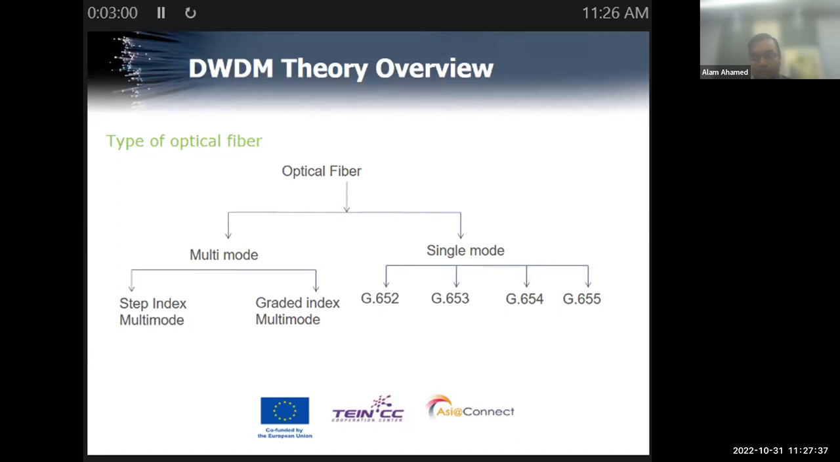G652 is currently the extensively used single mode fiber, called 1310 nanometer property optimal single mode fiber, and also called dispersion unshifted fiber. That means G652 fiber is a dispersion unshifted fiber. You can remember G652 fiber is dispersion unshifted fiber. According to the refractive index cross section of the core, it can also be divided into two categories: matched cladding fiber and depressed cladding fiber.